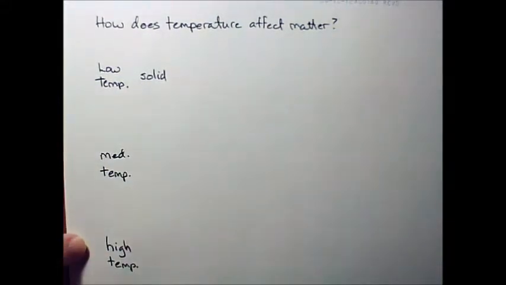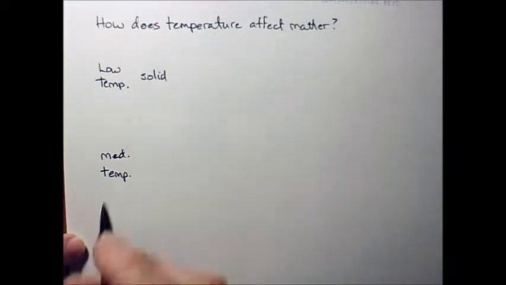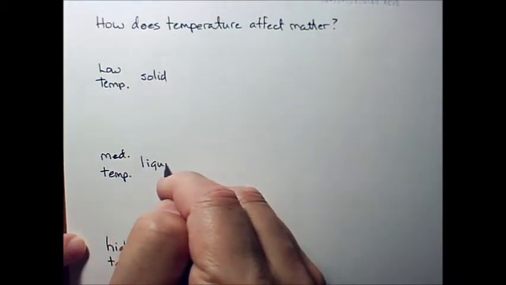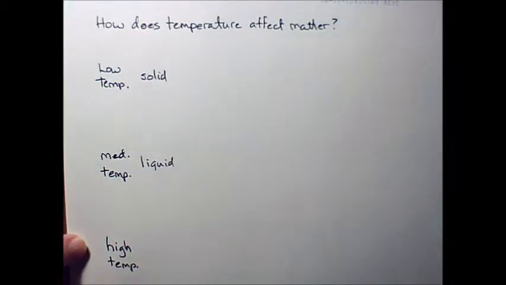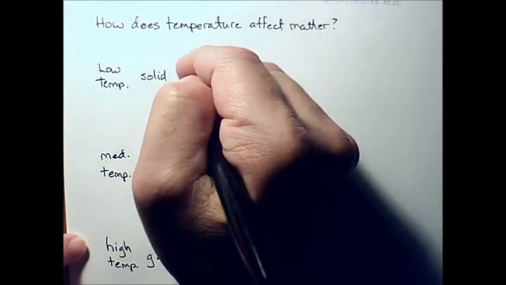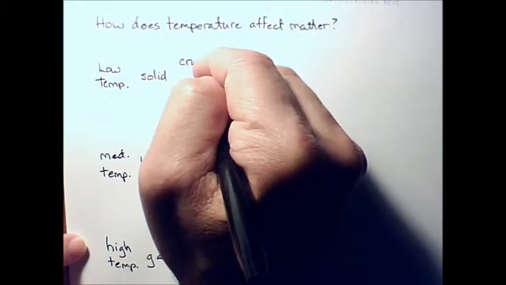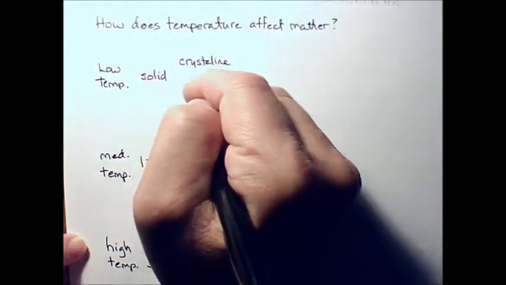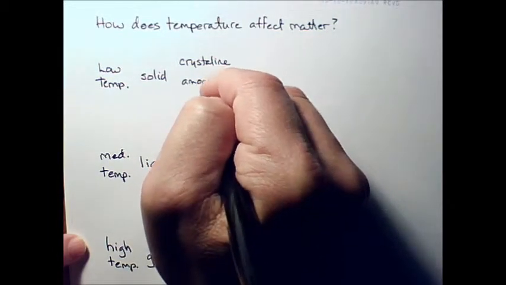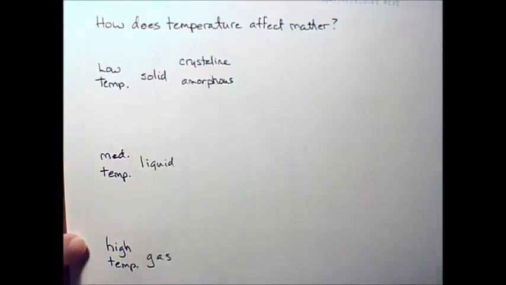Raise the temperature. You've got this solid, you're going to raise the temperature. It starts to melt, so it becomes a liquid. Okay. Raise it some more. It'll be a gas. Okay. Turns out there's actually more than one form of a solid. There's a crystalline solid, and there's an amorphous solid. Okay? We'll come back to that in a minute. All right.